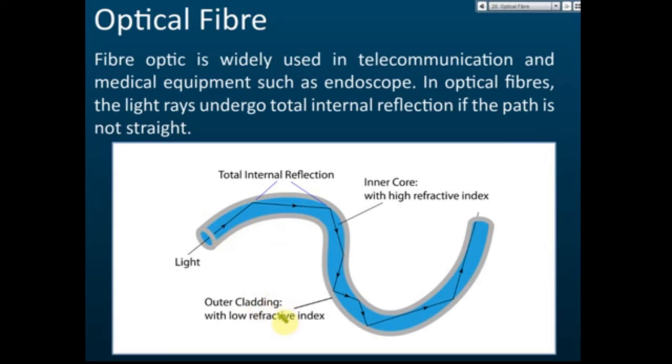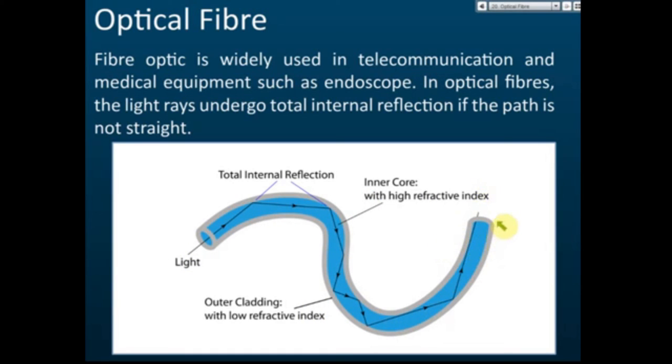This outer cladding has a low refractive index, which means that when the light ray goes inside, it will be from denser to less dense. From denser to less dense, then it can undergo total internal reflections, and the light ray comes out. So the inner layer has a higher refractive index, the outer layer has a lower refractive index, and you must know this. Then the light ray undergoes total internal reflections and comes out.